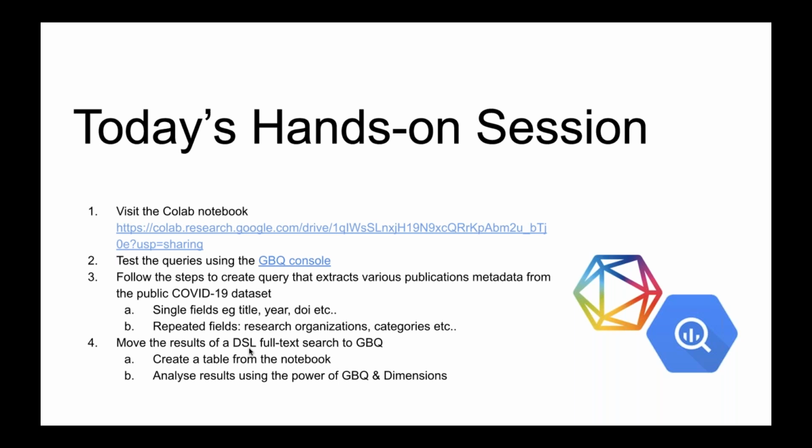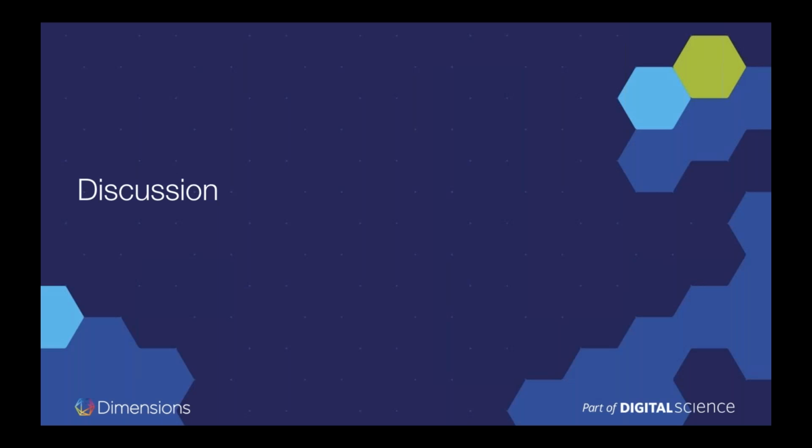So a very common use case is to define your own corpus. You may have a few keywords you want to use. In some way, you define a set of documents you want to look at. And then, based on that set of documents, you want to use that result set in Google BigQuery to run some more sophisticated analysis using SQL. So we'll be looking at how it's possible to run a DSL query to create a new table in Google BigQuery and then use that table in combination with the rest of Dimensions to derive some more interesting analytics. That will be the final thing we'll be looking at today.